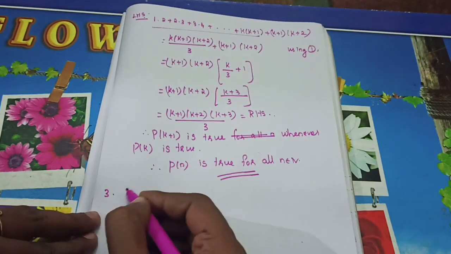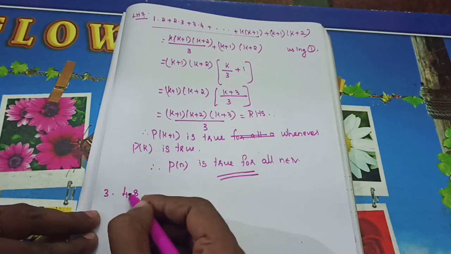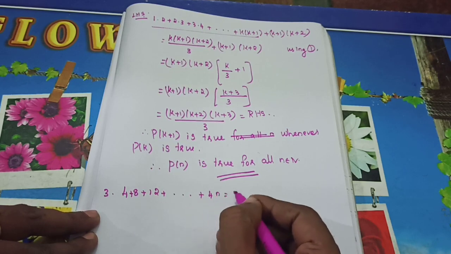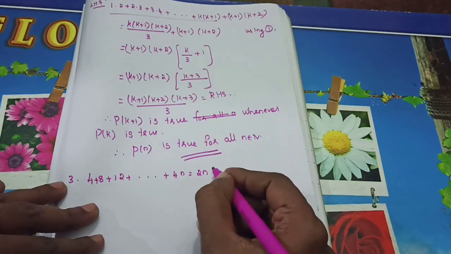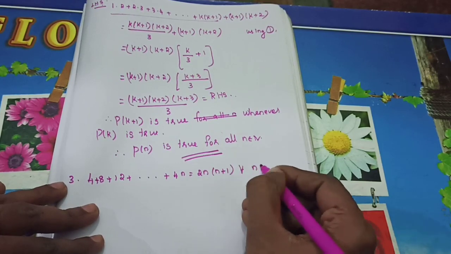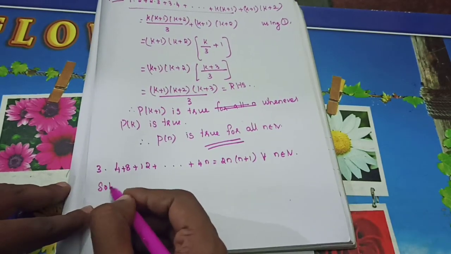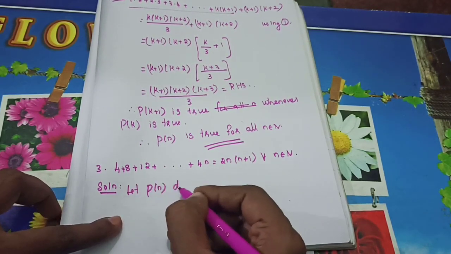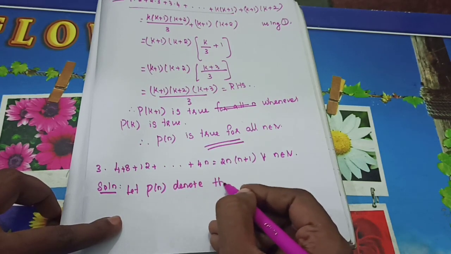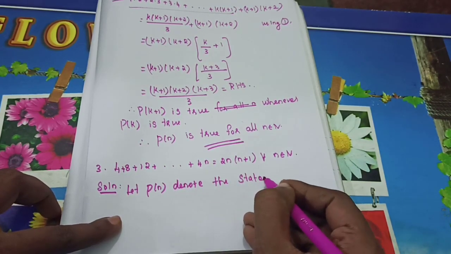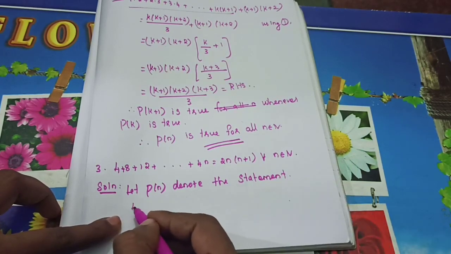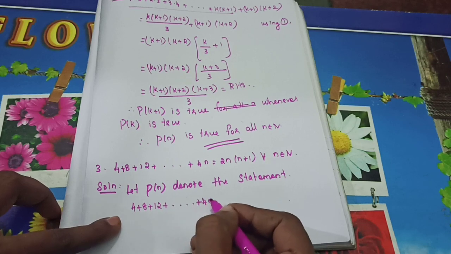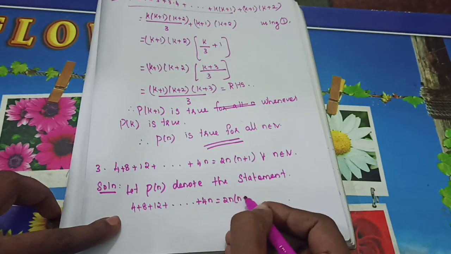Problem number 3. 4 plus 8 plus 12 plus etc. plus 4n equal to 2n into n plus 1 for all n belongs to N. Solution. First, what will we do? Assume the statement is P of n. That is, let P of n denote the statement. What's the statement? Write down the question. 4 plus 8 plus 12 plus etc. plus 4n equal to 2n into n plus 1.